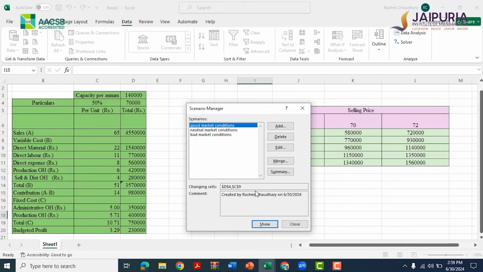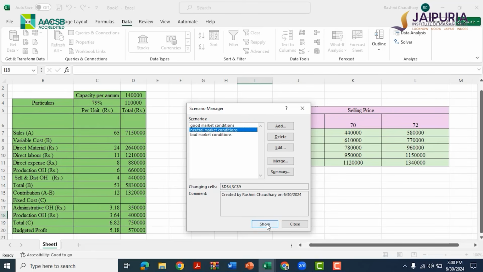So if we need to see each and every condition, we can show the conditions on the main screen in the main Excel chart. So good market conditions, show. So now you are selling 1,10,000 units and the profitability which you are getting is 5,70,000, wherein the material price has also increased by 2 rupees, that is 24 rupees. And under good market conditions, you are working at 79% capacity.